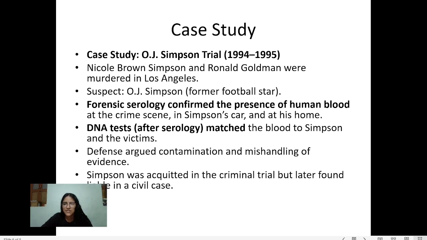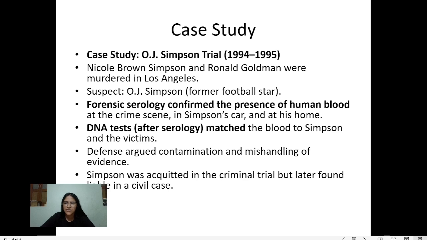So they claimed contamination and police misconduct. They actually claimed that police had destroyed the evidence. They had not maintained the chain of custody very well. So these kinds of things were put forward by the defense team. Despite the scientific results, Simpson was acquitted in the criminal trial, though later found liable in a civil trial.